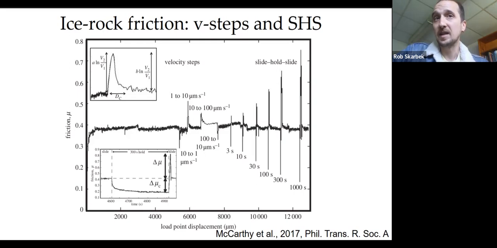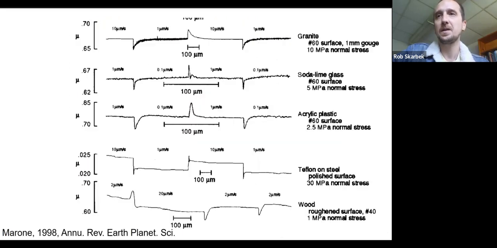I'm going to focus on velocity steps because that's the canonical thing of rate and state friction. The top inset shows what a velocity step response looks like. When the sliding velocity gets increased, there's a big spike in the friction, and then an exponential decay to a new steady-state value at the new sliding velocity. In general, that kind of response is ubiquitous for essentially any material that anybody's ever tried one of these experiments on. This plot is showing velocity step responses for granite, soda lime glass, acrylic plastic, Teflon on steel, and wood.